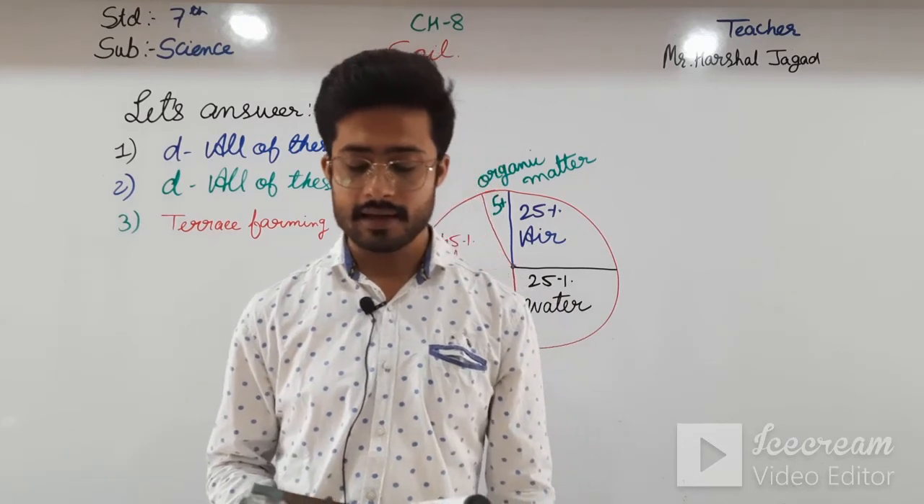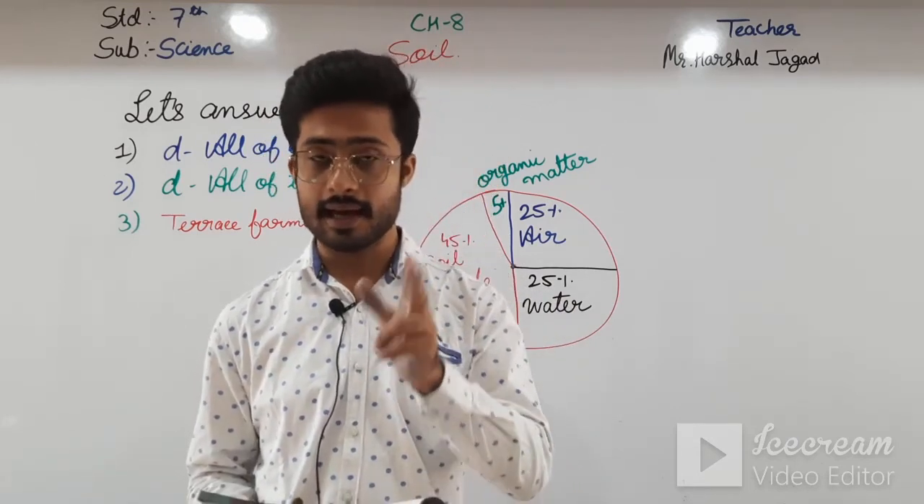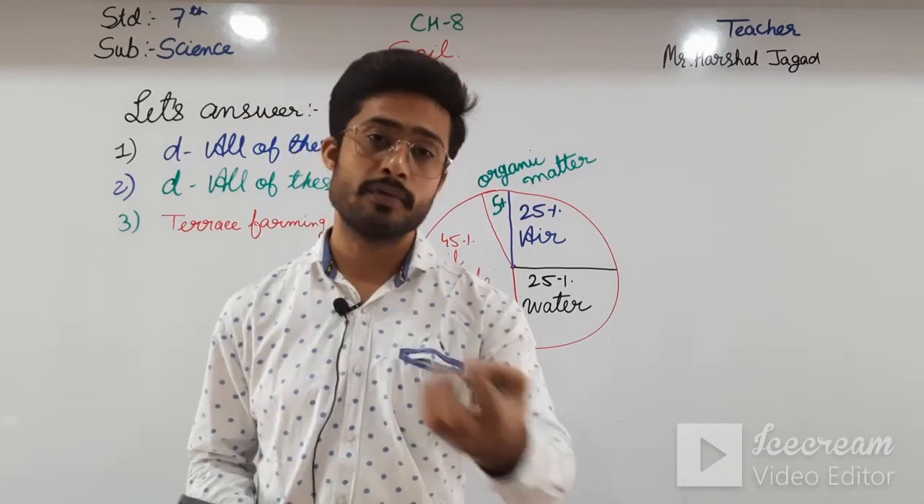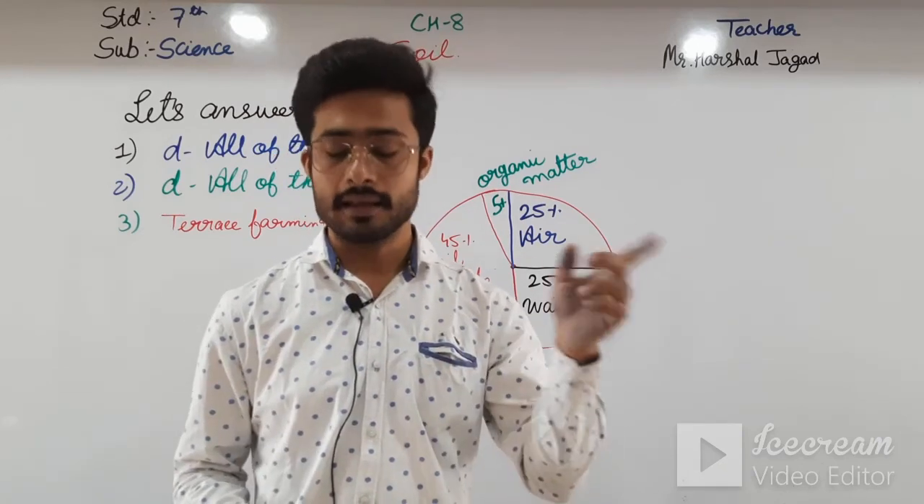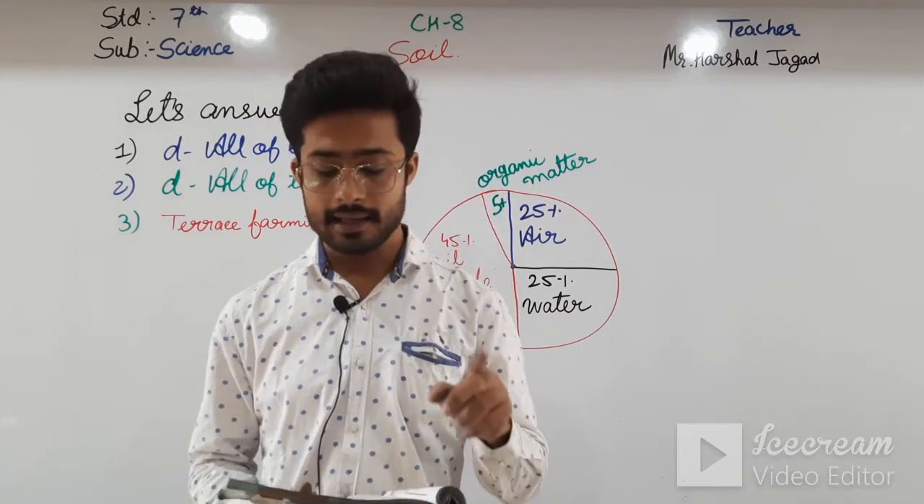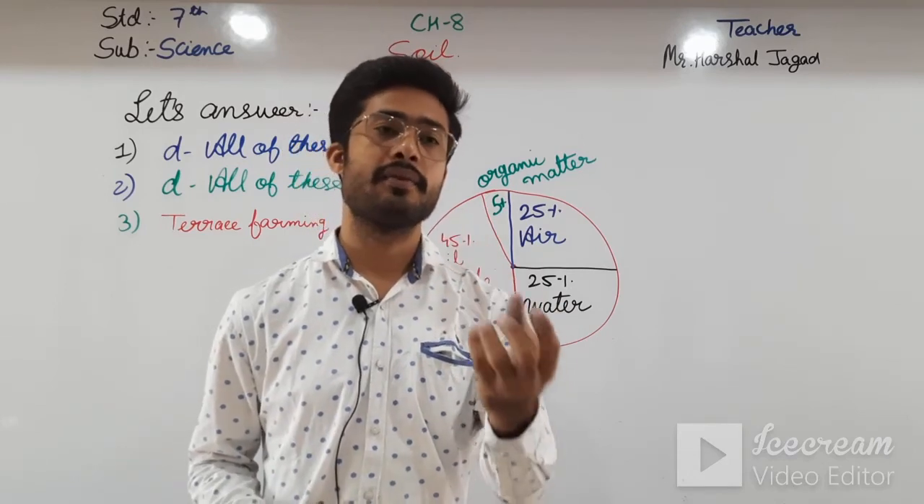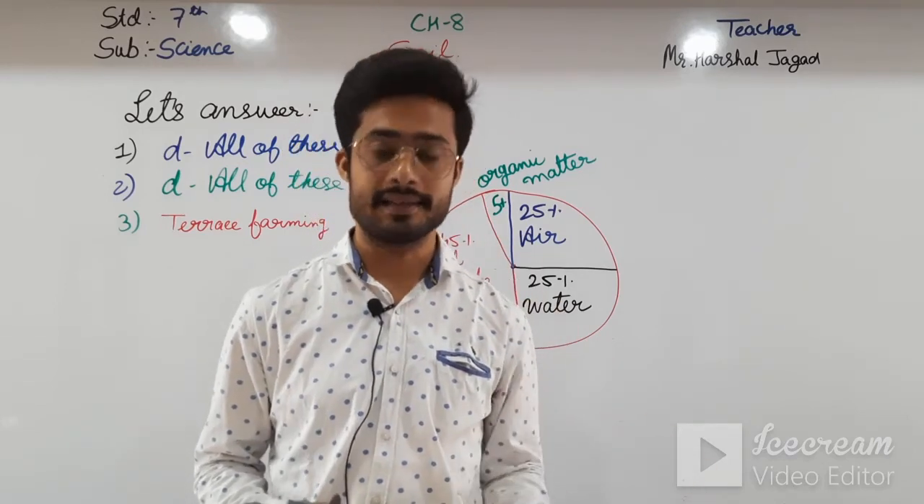Which of these 3 has the highest percolation rate, which has the lowest? You will notice that sand has the highest percolation rate. It will move water faster than the others, and the least will be the loam. Clay has the lowest percolation rate, means clay soil will not allow water to pass easily.